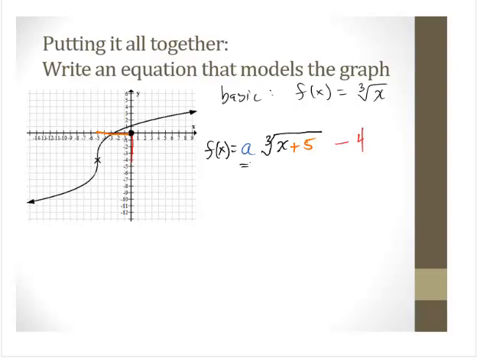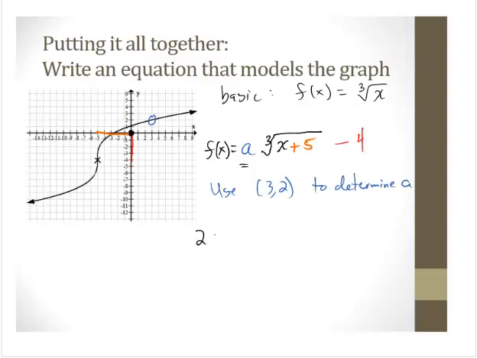All right, so to do that, we find some other point on the curve. Look for a nice point. That one looks good right there. 3, 2. So now I'm going to use 3, 2 to determine a. So I make some substitutions.